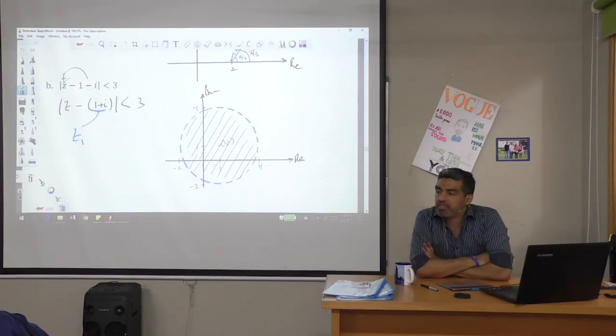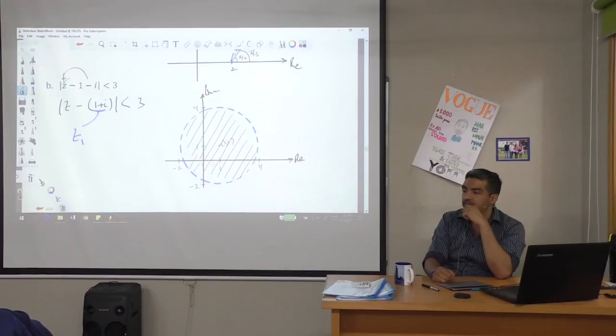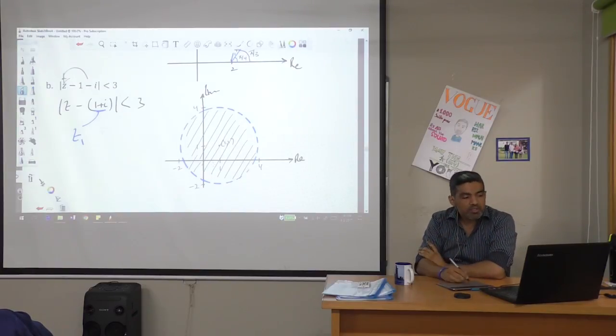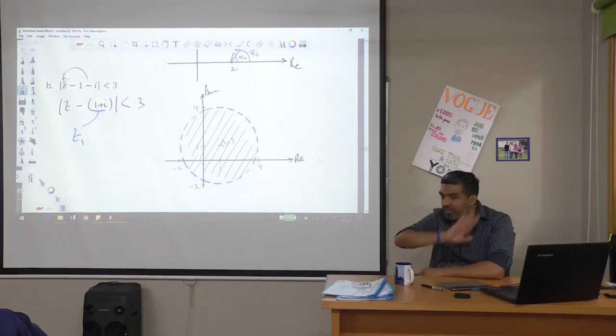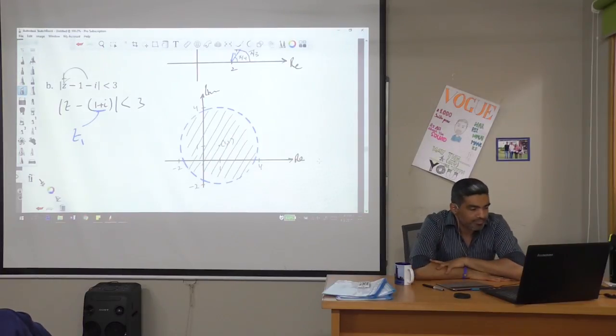So what we are trying to show is that z can be found anywhere within the circle but not on the circumference. If this was less than or equal to 3, then I would have made a full line, showing that z can be anywhere within or on the circumference of the circle. But in this case it can't be on the circumference.